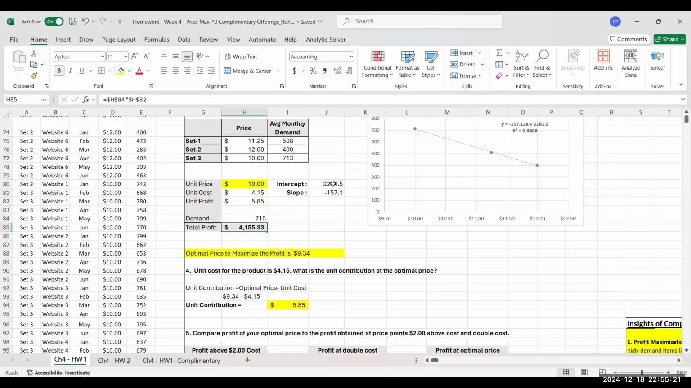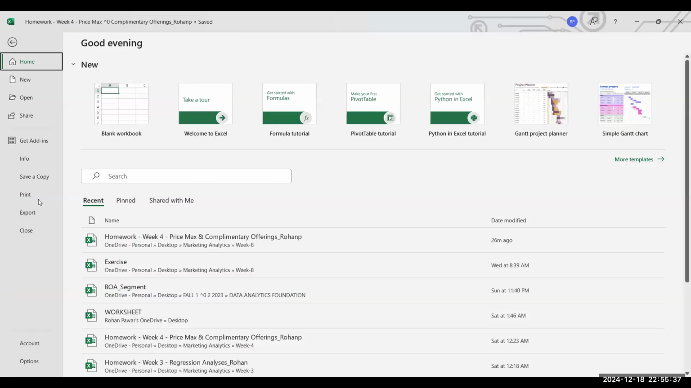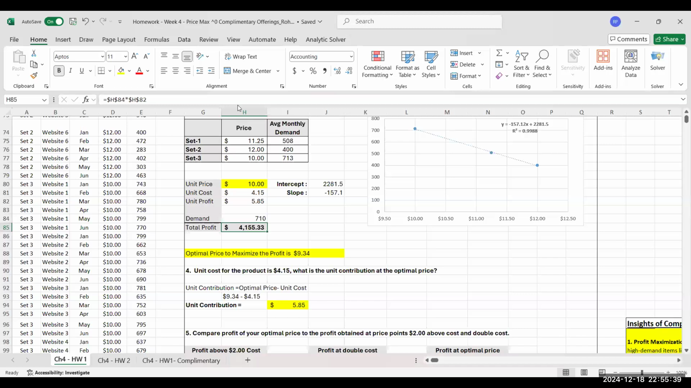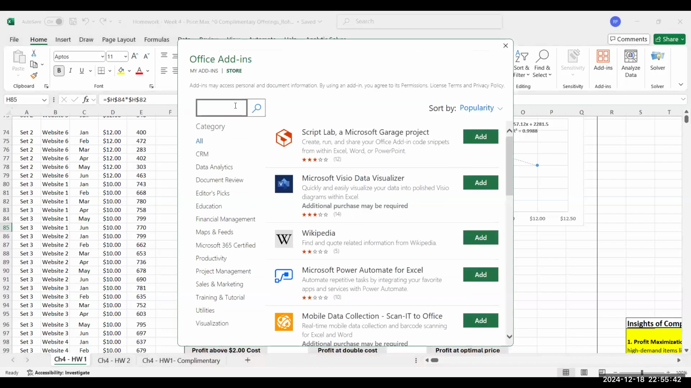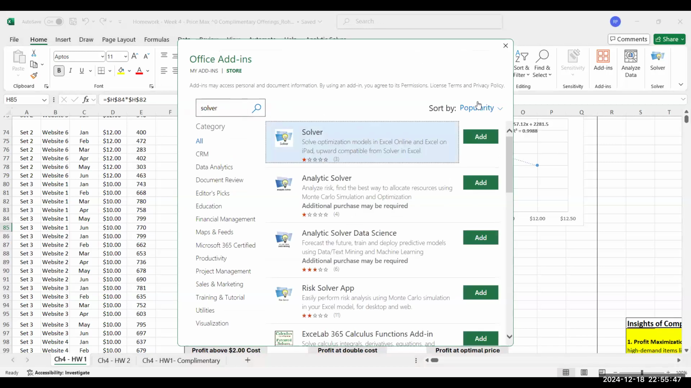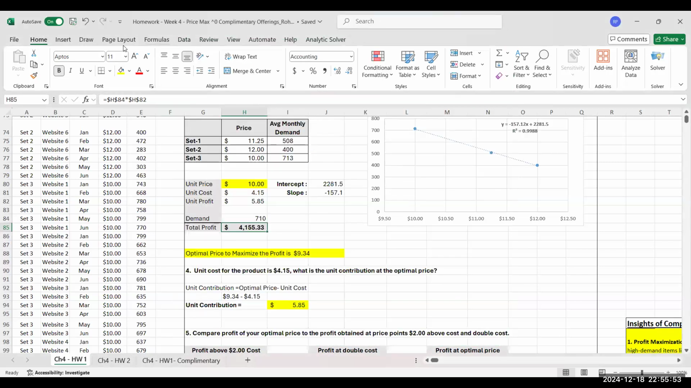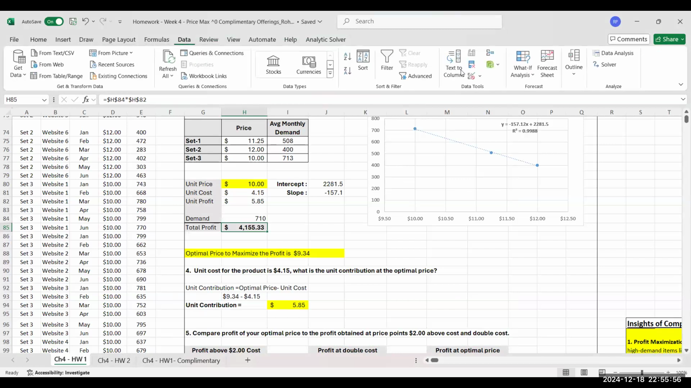So what we need is the optimal price, which can maximize the profit, which is very simple. We are using Solver for that. Using Solver is very simple. If you don't have Solver, you can go to File, go to Add-ins, and search here for Solver. I already have Solver, so I'm not going to download it. I'll just show you here. You can use that Solver to help you. I already have Solver here, which I can get from the Data tab. This is the Solver.